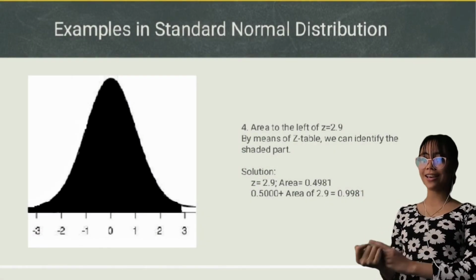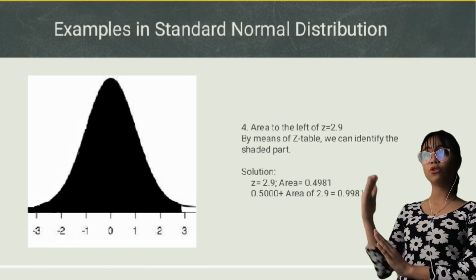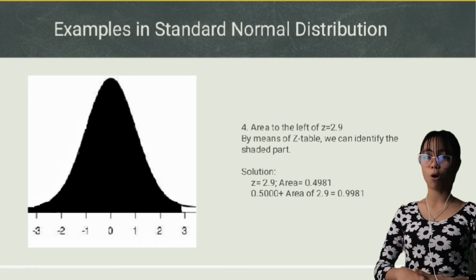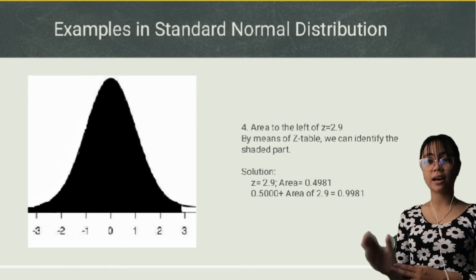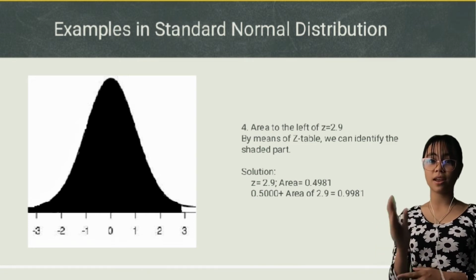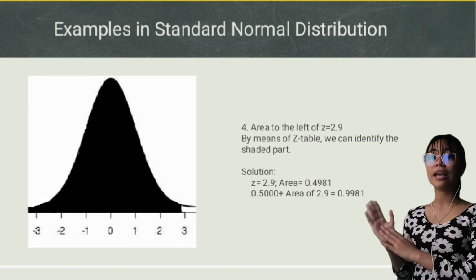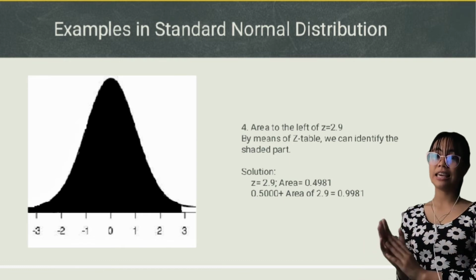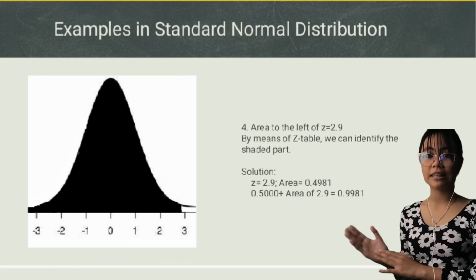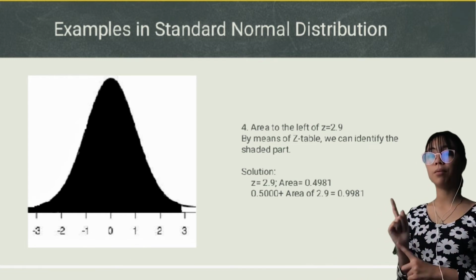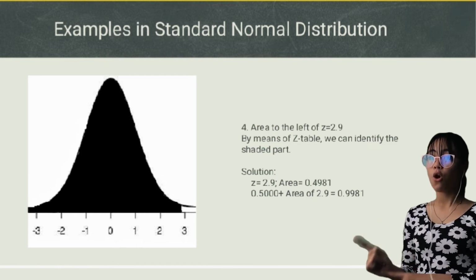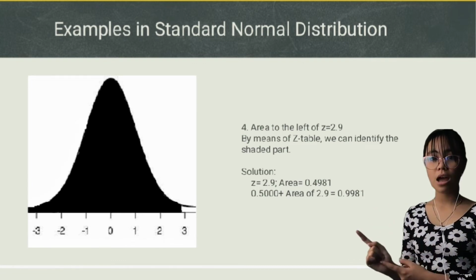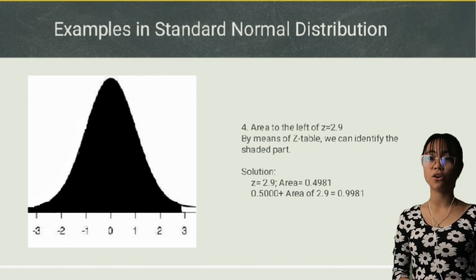Since number 4 is unique, has unique steps than the 3, 2, 1 givens earlier, we are going to identify its area by the means of z table, and after identifying the area of the given, we are going to add 0.5000 to the area of the given, which is 2.9. 0.5000 plus the area of 2.9, which is 0.4981, is equals to 0.9981, and that is your final answer.